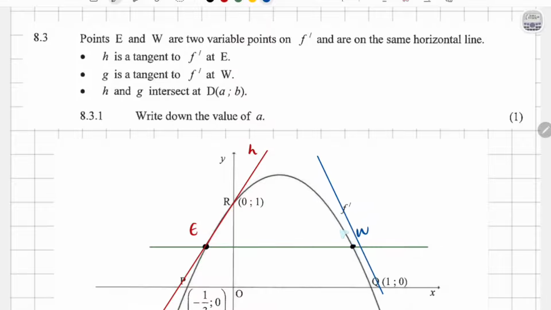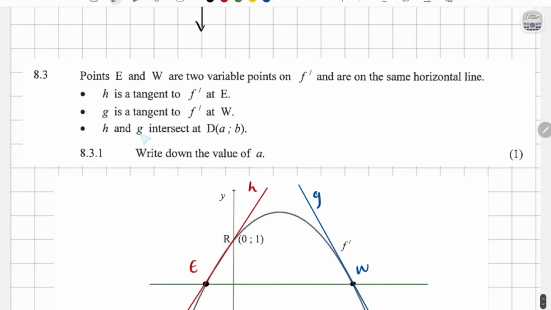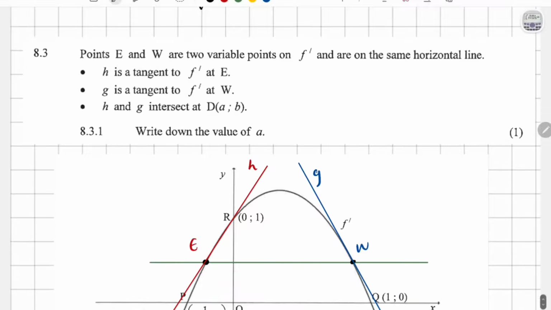Something like that. Okay, let me just correct what it looks like. So that's what that looks like, and that graph is called G. Then they tell us that H and G intersect at D, and these are the coordinates we have, A and B. So these two graphs eventually intersect.